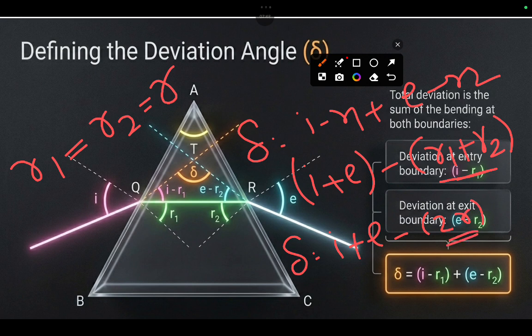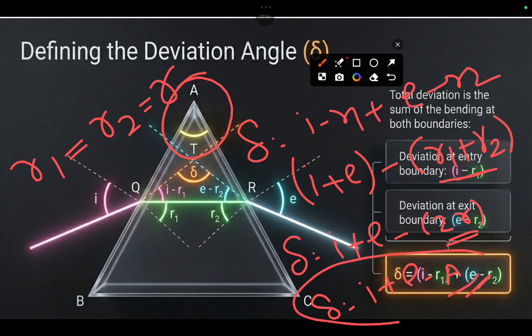What is that? 2R, and this simply we can consider as angle A. So therefore delta equals I plus E minus A. This is in terms of angle of prism. Minimum deviation in terms of angle of prism.